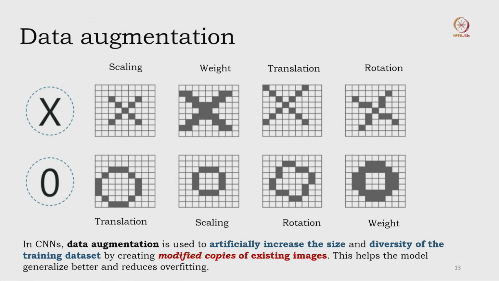Now, look into this example. Here we have an X. When you look with the human eye, this is an X. Humans are so intelligent that even when you show this image in a different form, a human will still say it is an X.